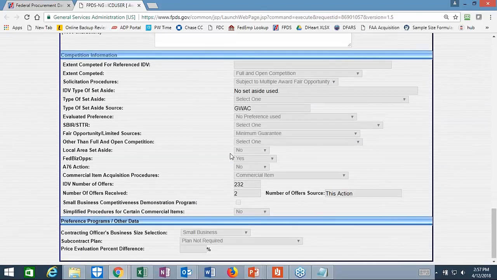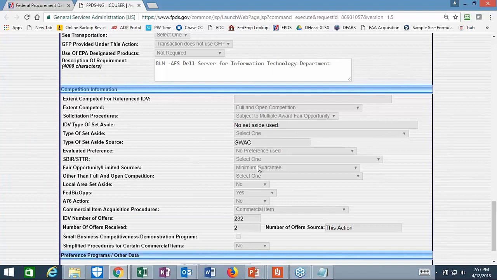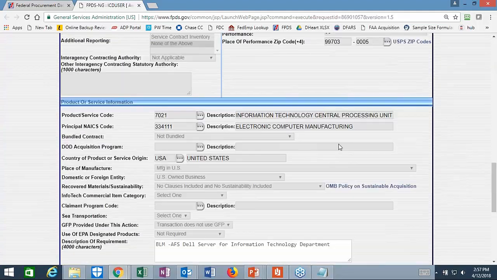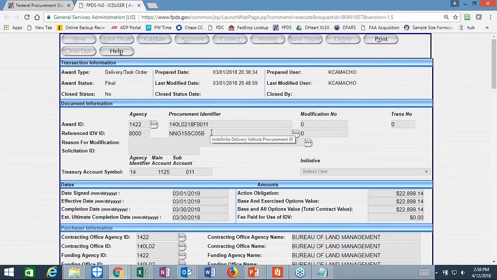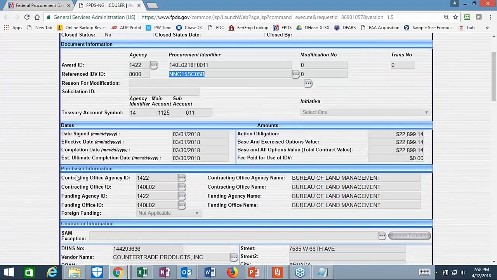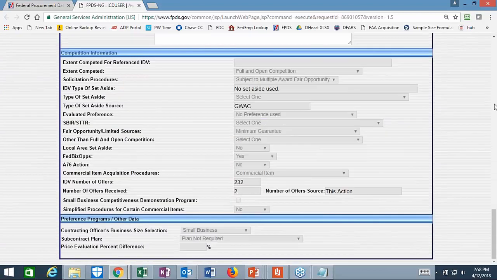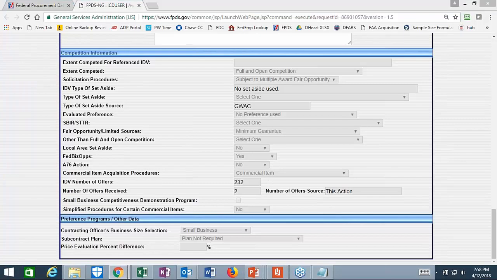All right, so here we go. Dell server for information technology department. Minimum guarantee. That meant some vendor, who was it? Counter Trade Products had an IDC, well, it's NASA. First of all, it's NASA SEWP. So they got two things wrong there. A minimum guarantee means you're sole sourcing it to a vendor who has an IDC, and they either haven't gotten any awards or they haven't gotten enough. So two offers there doesn't make sense. Feel free to comment if you feel that that's too general of a statement.